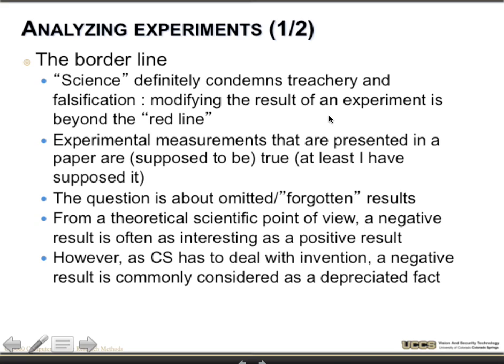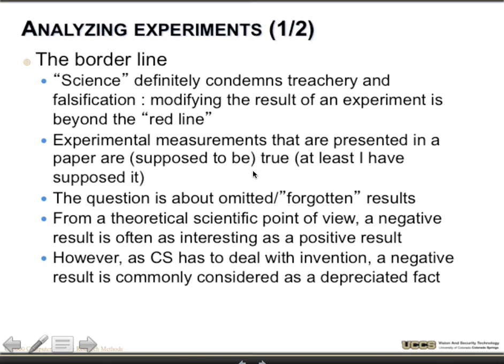So when you're presenting results, you don't want to try and mislead the audience. There's always this weird question about omitted or forgotten results. If you run something and you get a result that's really inconsistent with your other results, and you just forget about it, thinking, oh, that must have been experimental error, be very careful. You might want to go back and really analyze it. From a theoretical point of view, a negative result can often be as interesting as a positive result, although it's difficult to publish.